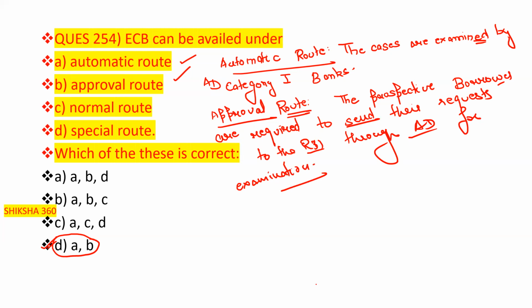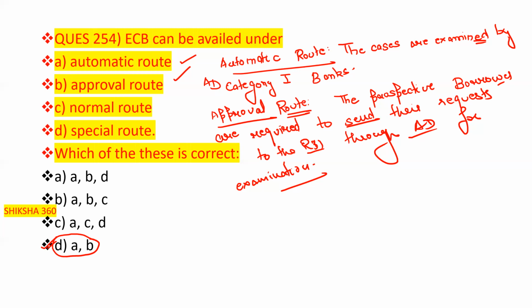Under the approval route, the prospective borrowers are required to send their request to the RBI through authorized dealers for examination. So the correct answer is D, that is A and B.